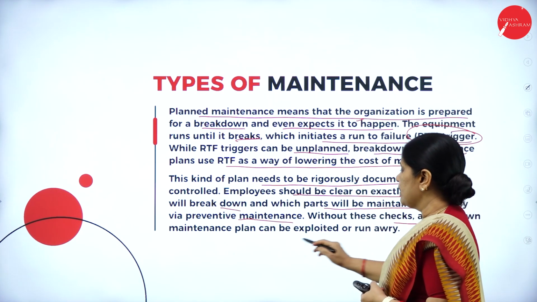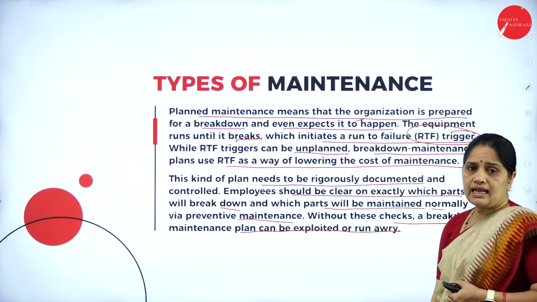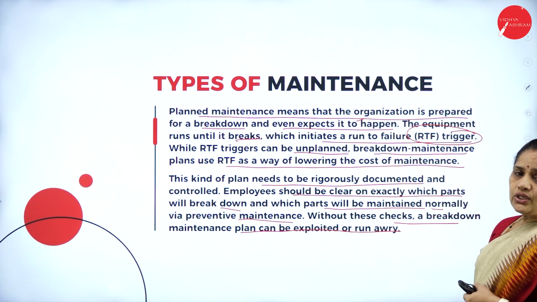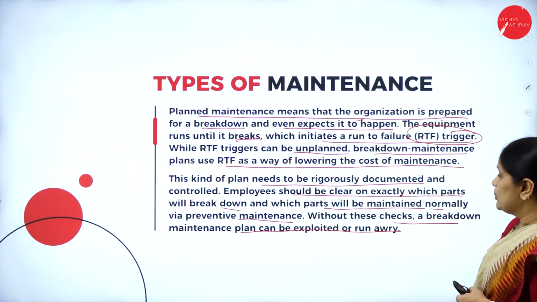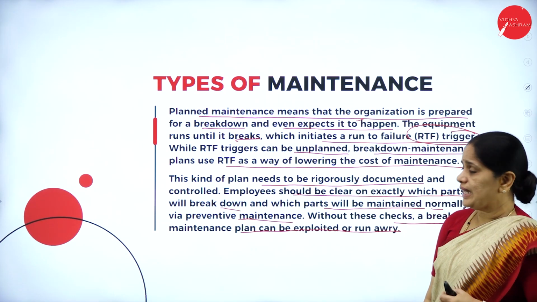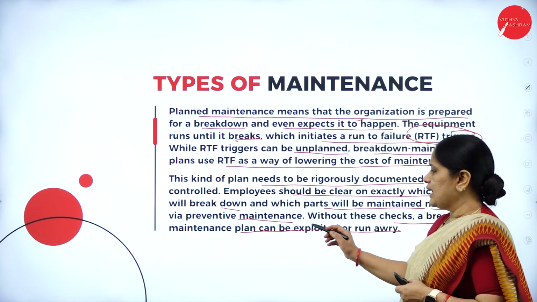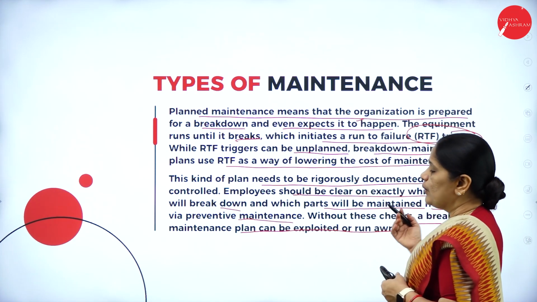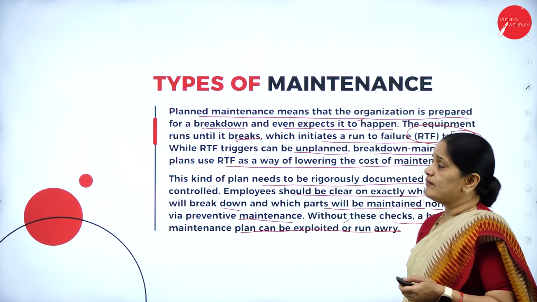Without these checks, a breakdown maintenance plan can be exploited or run away. So, even though you have planned maintenance, we should be able to know exactly which part of the machinery will break down, and we have to see that with the help of preventive maintenance. Without these checks, it will be exploited or run away.